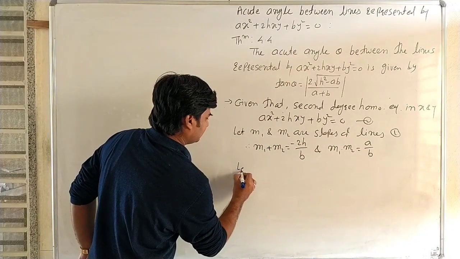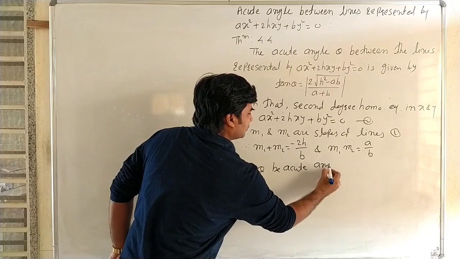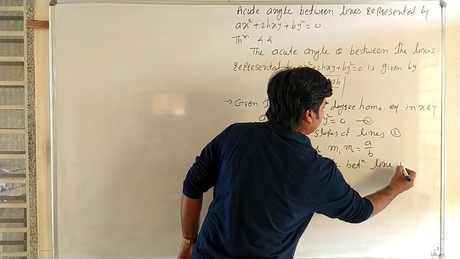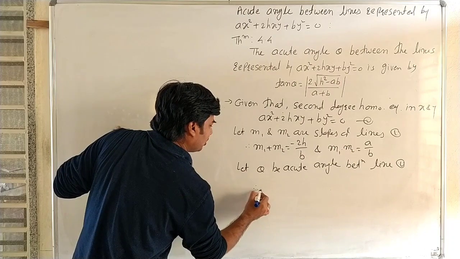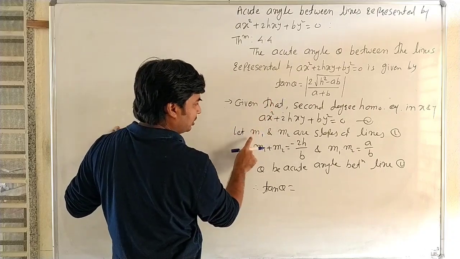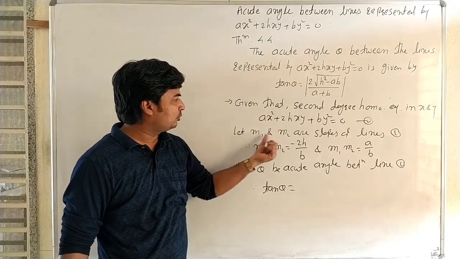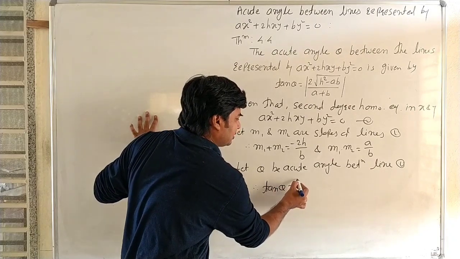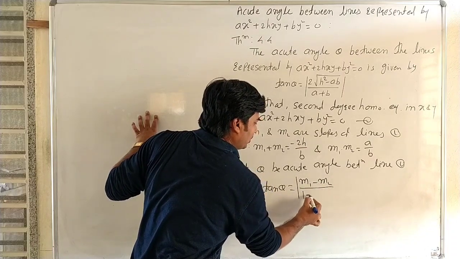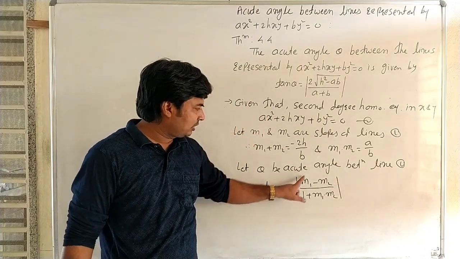Let theta be the acute angle between the lines. Okay, theta is the acute angle between the lines, and m1 and m2 are the slopes of the lines. This equation represents two lines, and the slopes of these lines are m1 and m2. Therefore we know the formula for the acute angle: tan theta is equal to mod of (m1 minus m2) upon (1 plus m1 into m2). Okay, it is the formula for the acute angle.